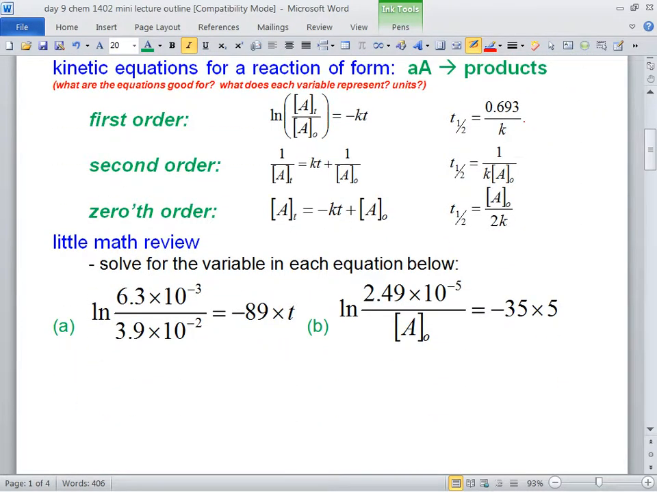So here are our kinetic equations. Kinetic means time, so time has to be in there. And we've got three: first order, second order, zeroth order. Well, if time has to be in there, what little symbol is probably going to be time? Yeah, a little t. Now, a little t is showing up in a lot of places.